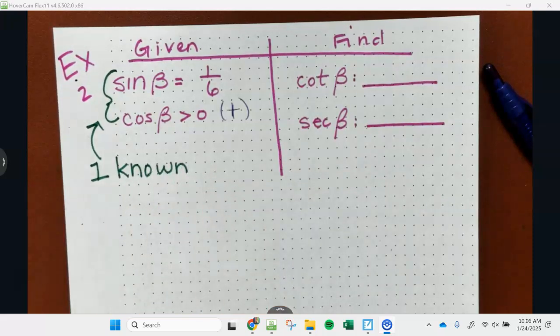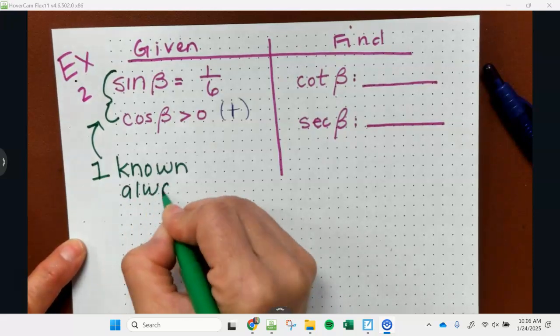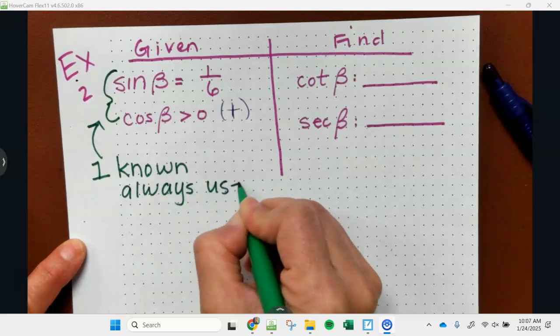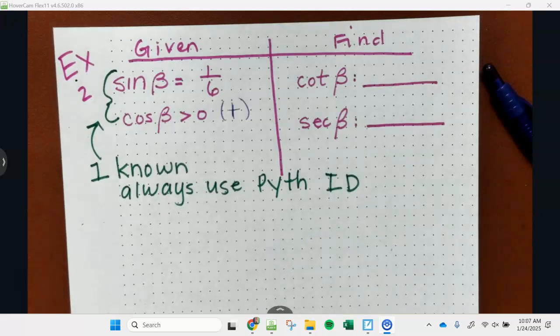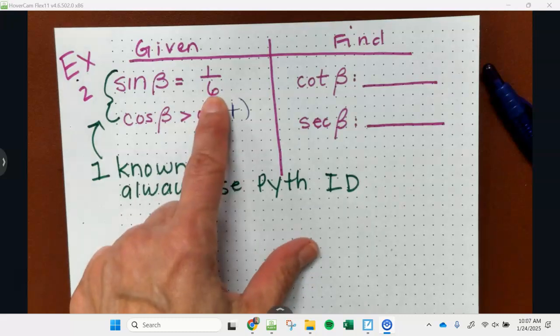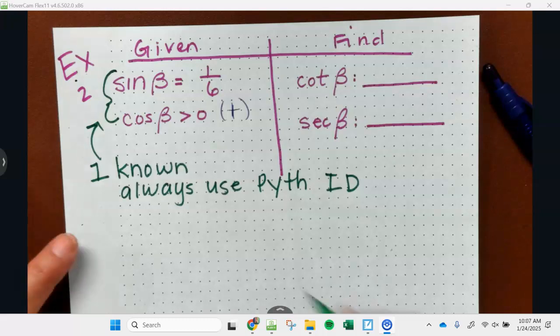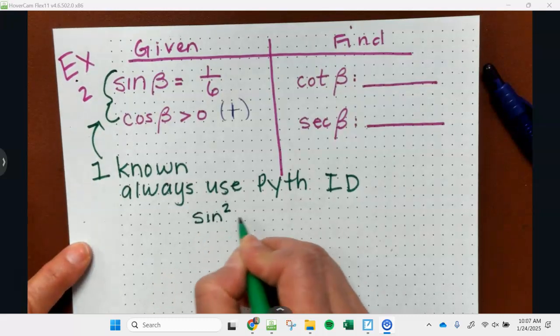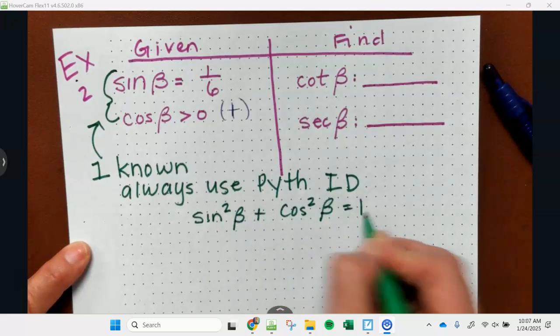When you have just one known, you're always going to use that over there. It's always a Pythagorean identity. One known, always use Pythagorean identity. And you got to be able to choose which one that you have values in. I'm given sine, so I'm going to use the main one. Sine squared plus cosine squared equals 1. Sine squared beta plus cosine squared beta equals 1.